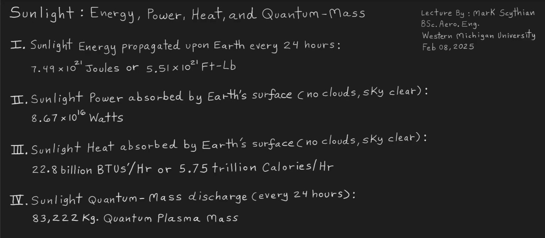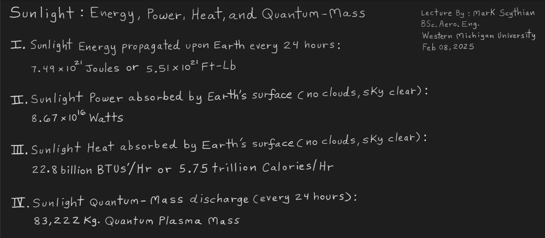So right here, other than the rotational kinetic energy of the Earth, which is indirectly connected to the sunlight's energy, we have an isolated sunlight energy, power, heat, and quantum mass consolidated calculation 1, 2, 3, and 4. So just to recap here, sunlight energy propagated upon Earth every 24 hours is 7.49 times 10 to the 21st power joules, or 5.51 times 10 to the 21st power foot-pounds.